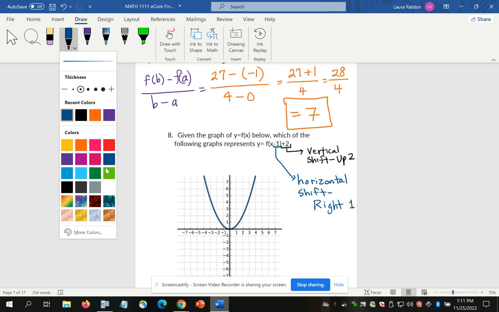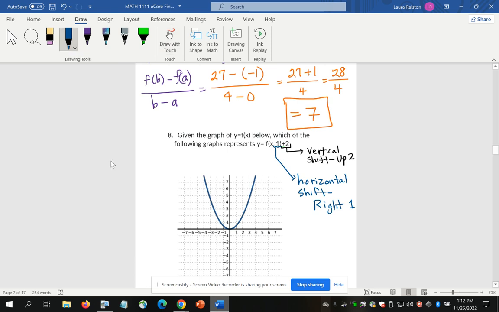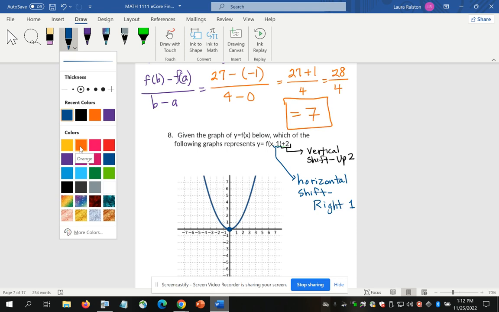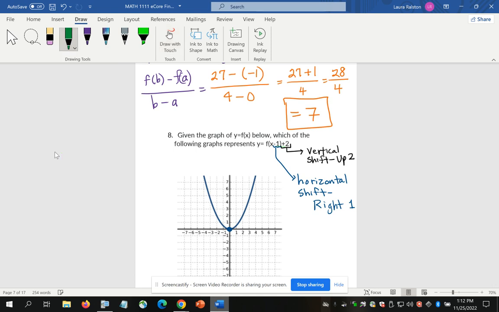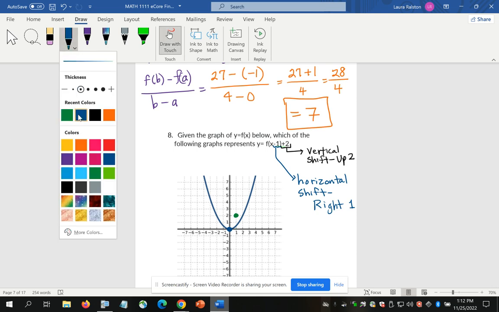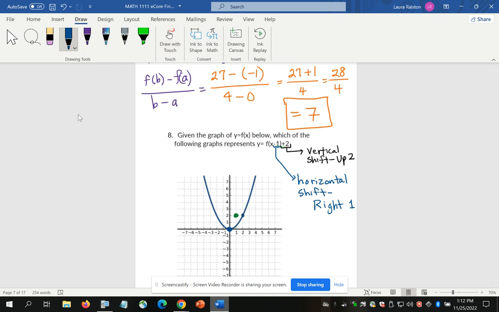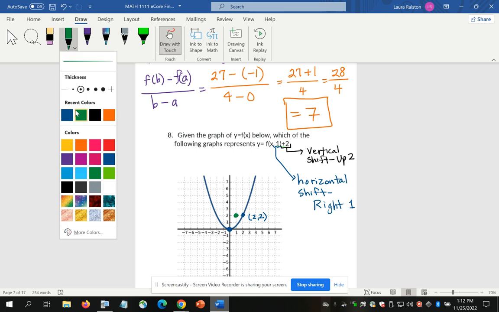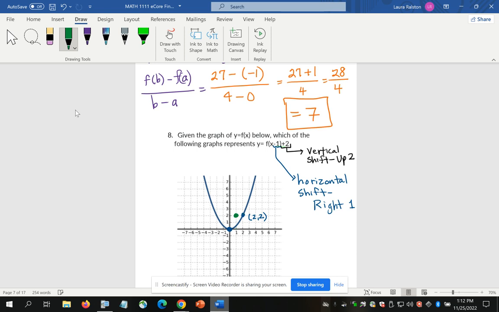To create this new graph, I'm going to focus on a couple of points. If I focus on this center point, which is at 0, 0, and I perform those transformations so that I move it right 1 and up 2, my new center point is going to be at this point. I could also use this point here at 2, 2, but I'm going to shift it right 1 and up 2. So it would be at this point.